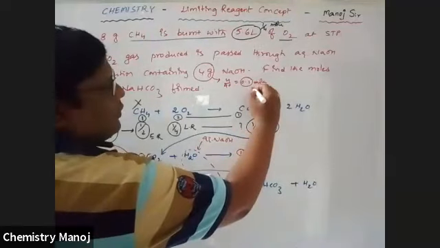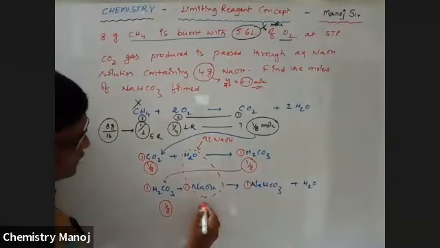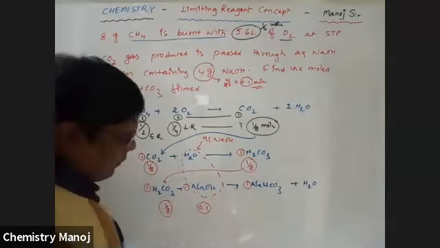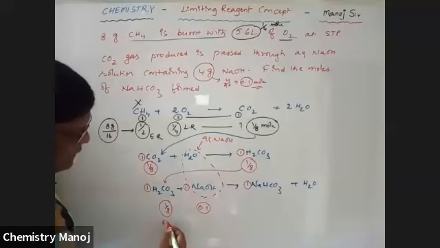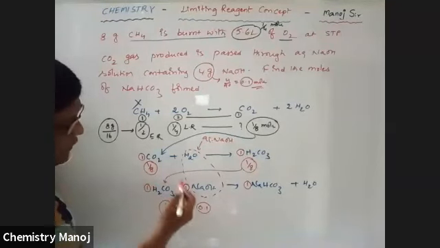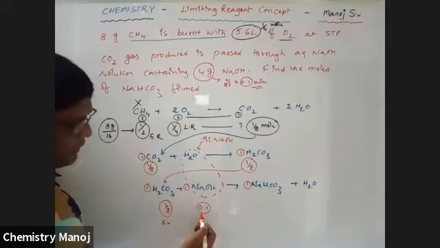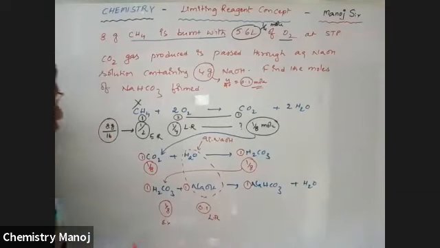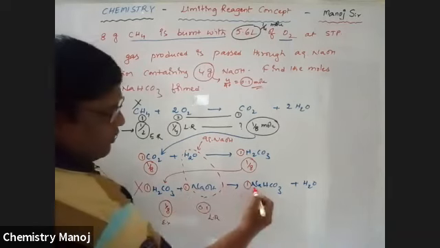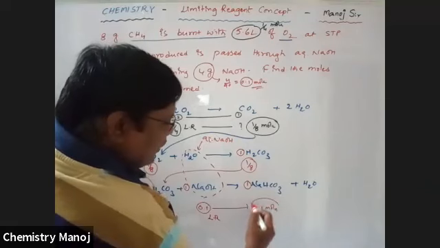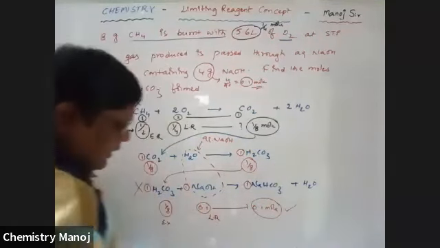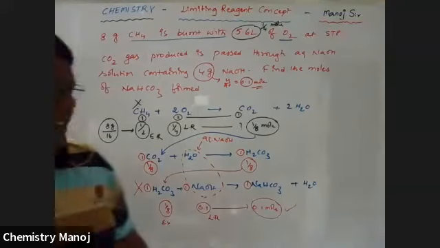0.1 mole is used here. Among these, which is more? That is, it is in excess amount. 1 mole reacts with 1 mole, so 1 by 8 mole reacts with 1 by 8. But here it is 1 by 10, which is less, so it is the limiting reagent. That's why I am going to neglect the other one. So 1 mole gives 1 mole, 0.1 mole gives 0.1 mole NaHCO3. Now the answer is 0.1 mole NaHCO3.